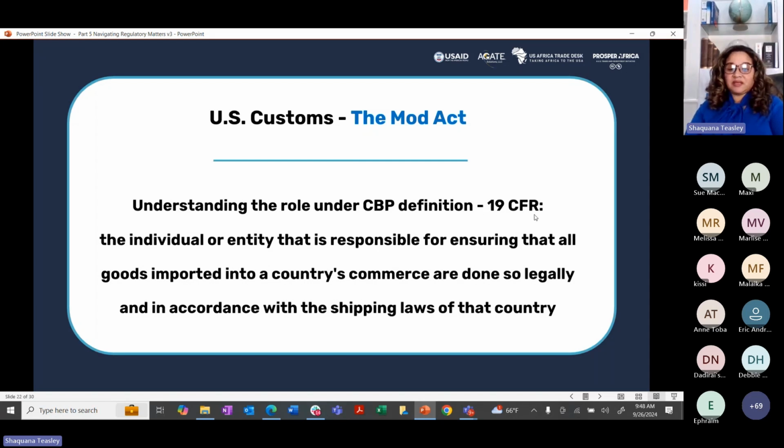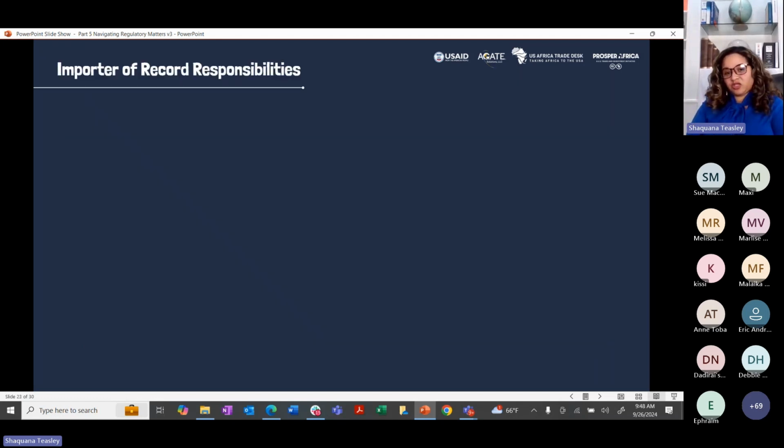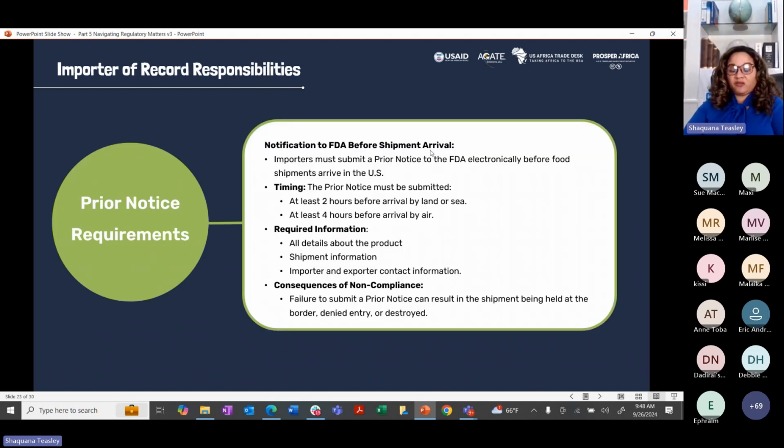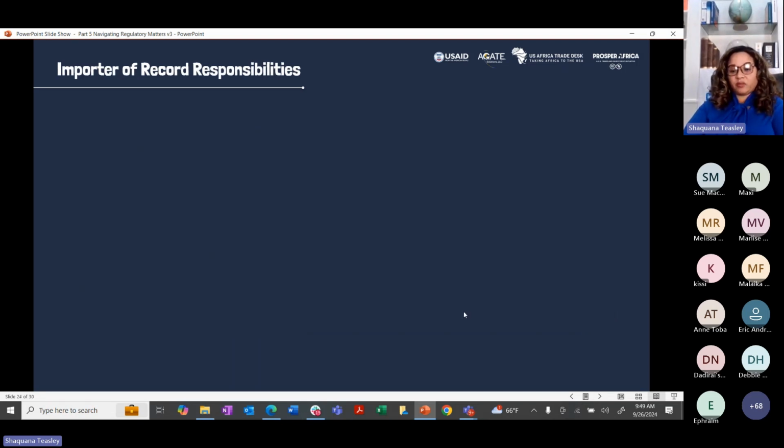And what that means is that your licensed customs broker is not the person that is responsible for ensuring all of your compliance. The importer of record is. Your importer of record has responsibilities to submit your prior notice requirements. They also are required to notify FDA before your shipment arrives. They should be providing this 2 hours before arrival by land or sea, or 4 by air. They are required to provide all the details about your product and shipping information. And then they tell you the consequences of noncompliance.